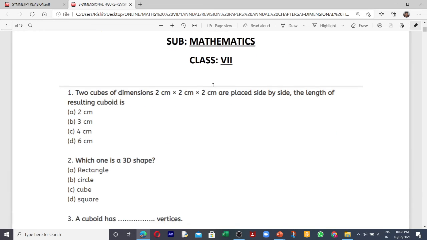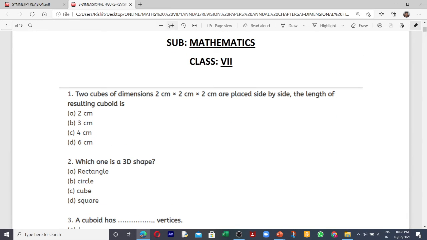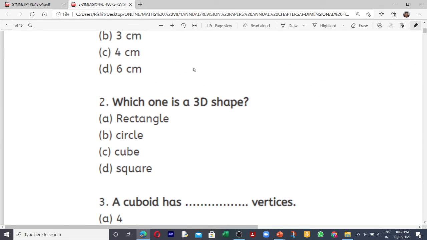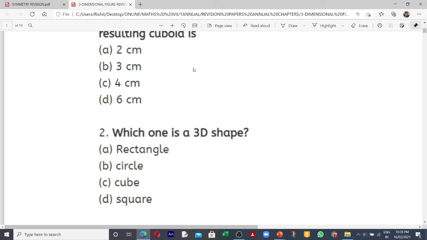Okay, now next question. Which one, let me maximize it. Which one is a 3D shape? Question number 2. इनमें से कौन 3D shape है children? 3D shape. Is it rectangle? Is it circle? Is it cube or square? Which one is a 3D shape?